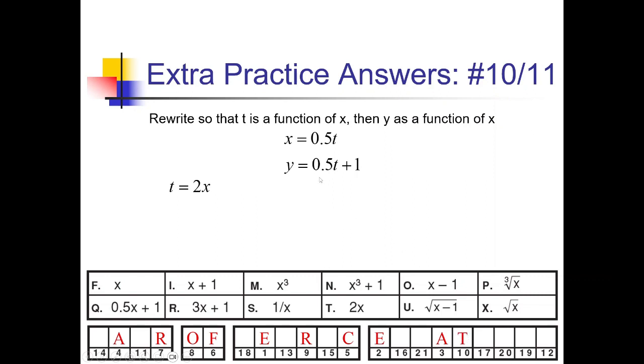And then if I plug 2x in for this t in the y equation for number 11 now, half of 2x is just x. So this is just x plus 1, which matches up with I going in spot 11 right here.